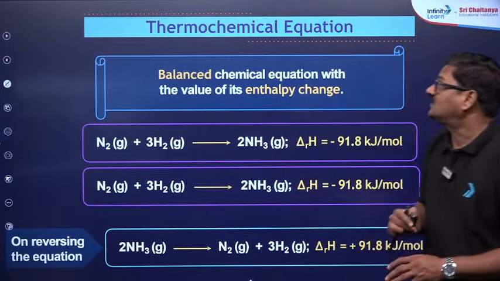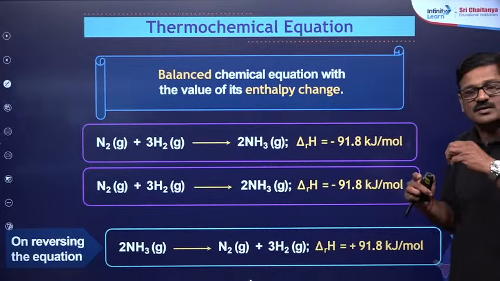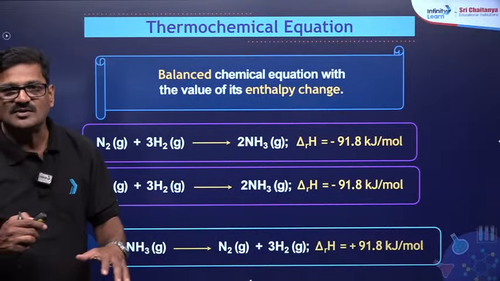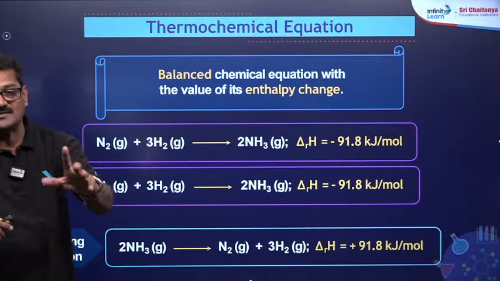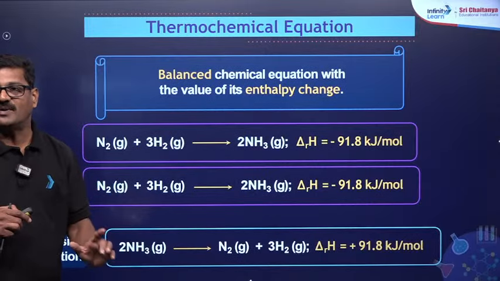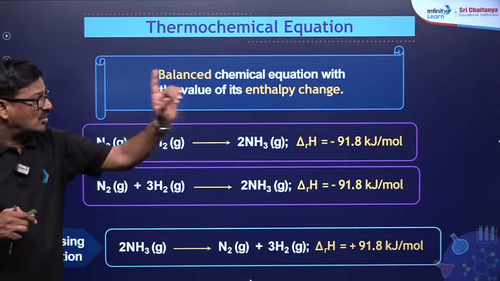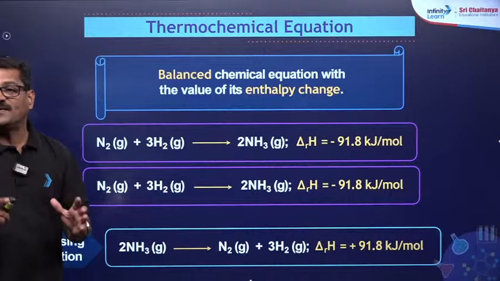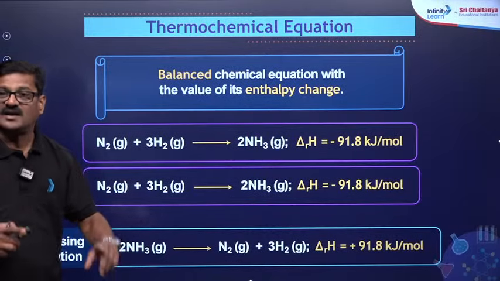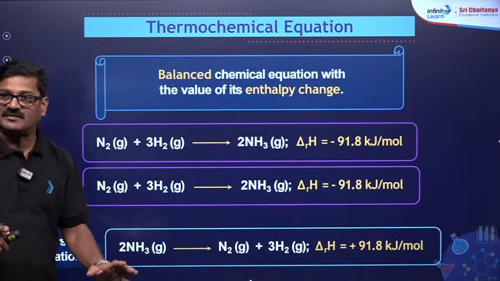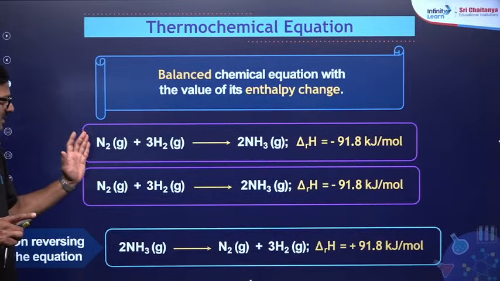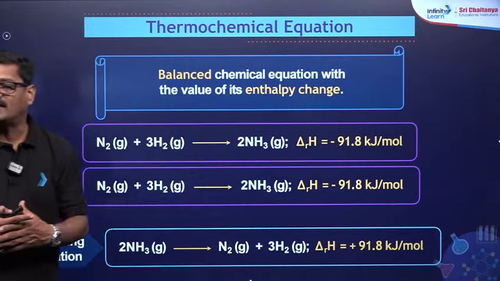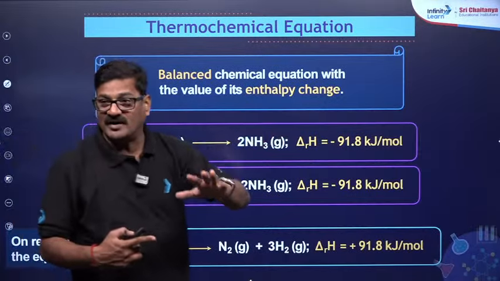So let us say thermochemical equation. If we want to solve numericals in thermodynamics and thermochemistry, you need a thermochemical equation. It should be balanced and it should include the enthalpy change. A balanced chemical equation with the value of enthalpy change, along with the physical state and the allotropic form, should be given. That is called a thermochemical equation. Here N2 plus 3H2 gives 2NH3 and delta H is minus 91.8. Please don't memorize this value, my dear students.